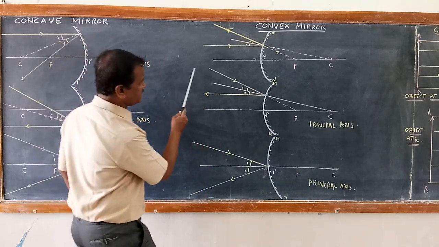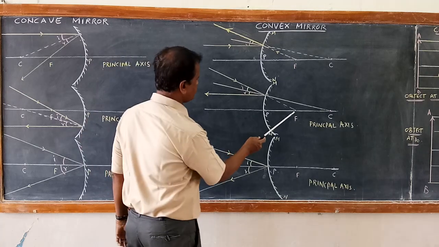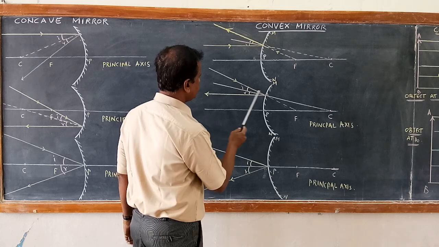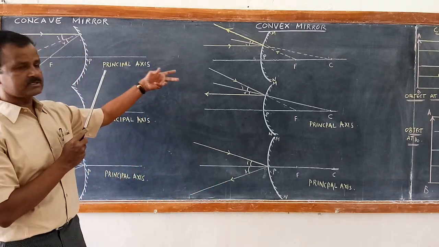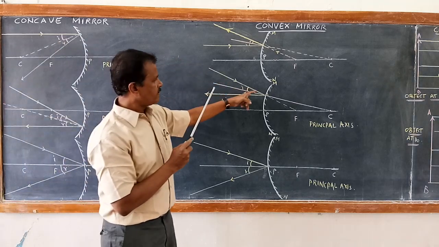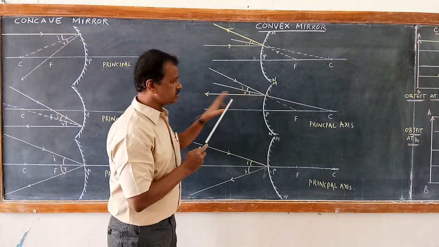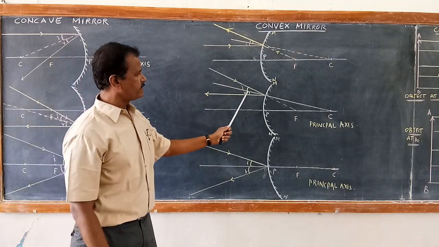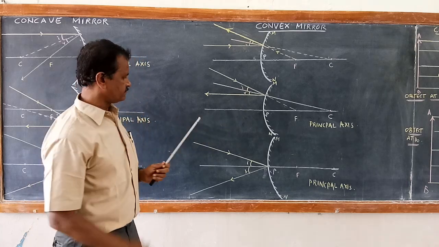If the incident ray is directed towards the focus, after reflection, it is going parallel to the principal axis. Just reverse. Incident ray directed towards the focus, after reflection, it gets diverged and goes parallel to the principal axis, again following the same guiding principle, that is angle of incidence is equal to angle of reflection.